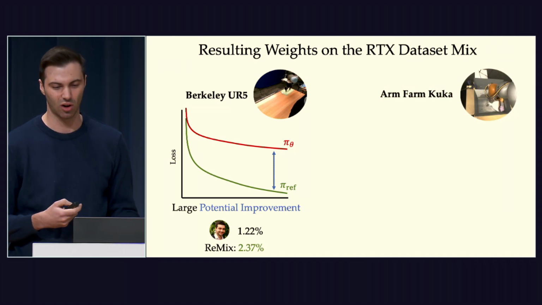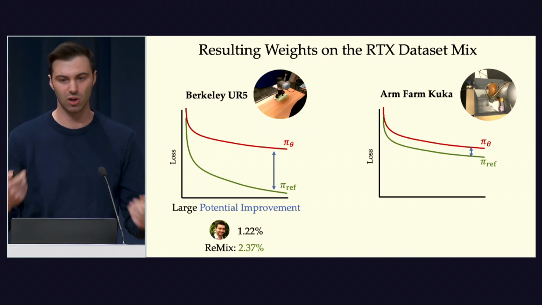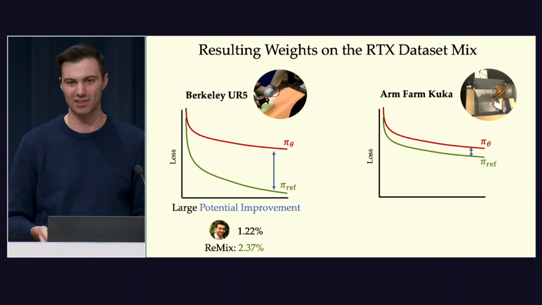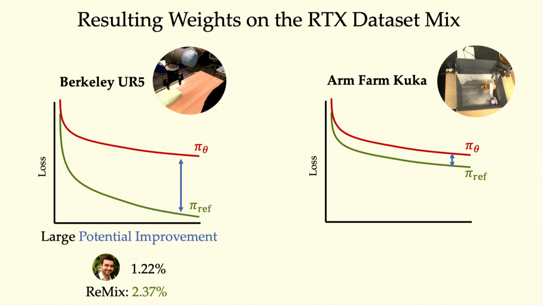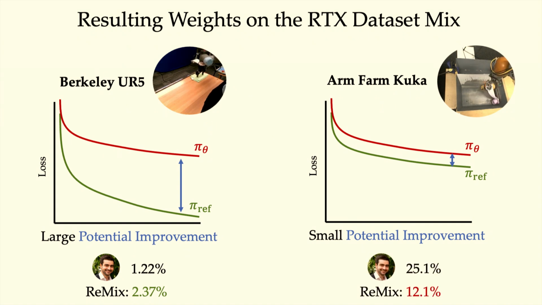Conversely, you can look at the ARM Farm KUKA or QT-Opt data set. This data set we find has a much lower potential improvement, and that's because it was generated by a learned policy and is maybe visually harder to discern the actions. So we actually don't do as well on this data set, and there's small potential improvement. And so we end up weighing it at only about 50% of what CoRL weighted it in his original data set mixture.